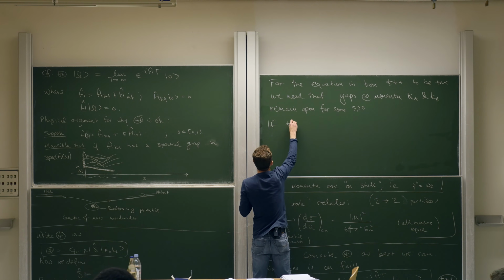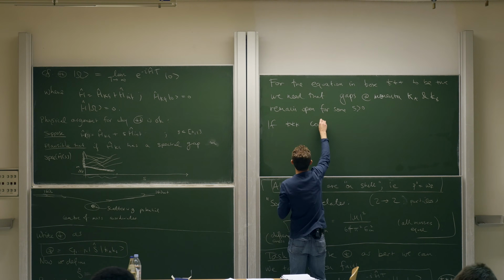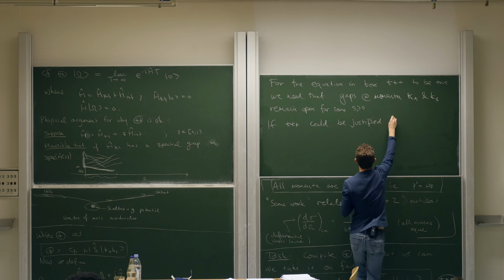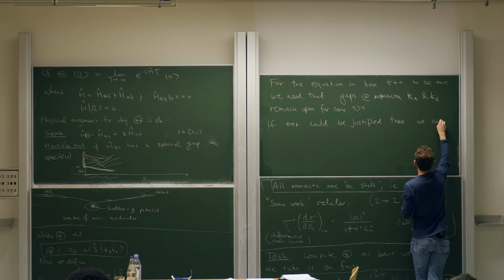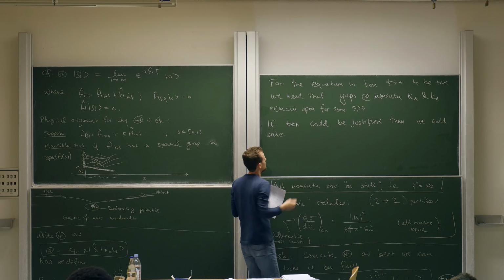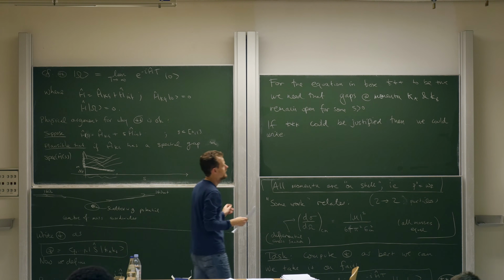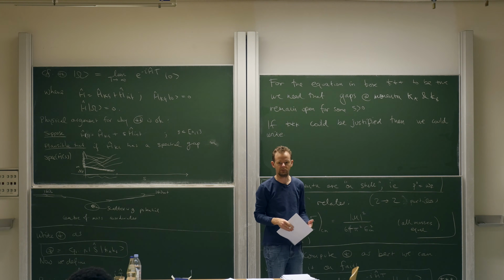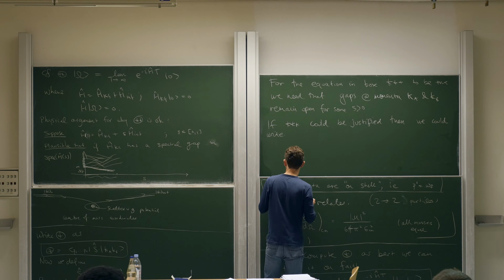So if star, what did I call the box? Yeah, triple star, right? Could be justified. So if we could justify that boxed formula, then we could do a lot of computation. And so we're adopting this more pragmatic approach where if it's convenient to make an assumption and it checks out with experiment, then we will make the assumption. And then let's go ahead and calculate.